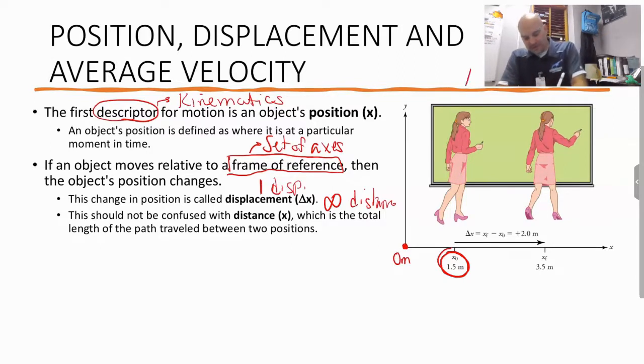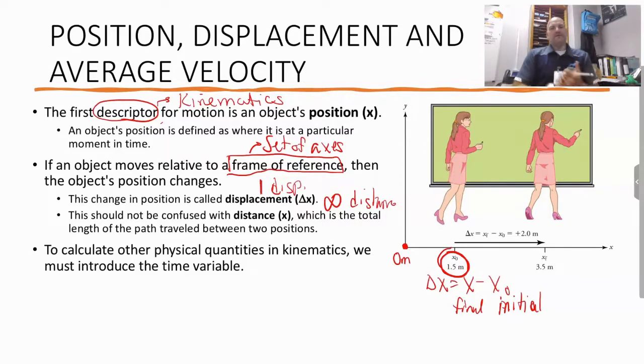How do we calculate displacement? Delta x is going to be x minus x0: our final position, which is x, minus our initial position, which is x0.